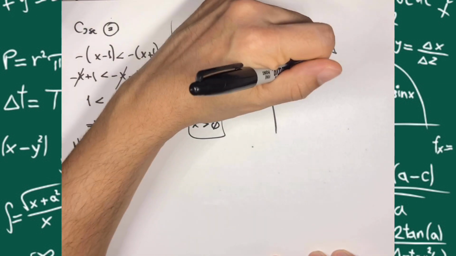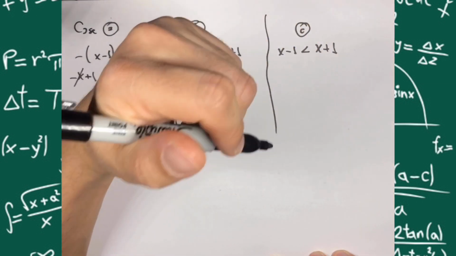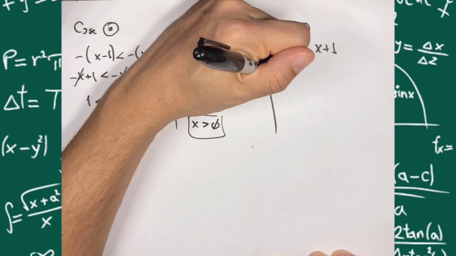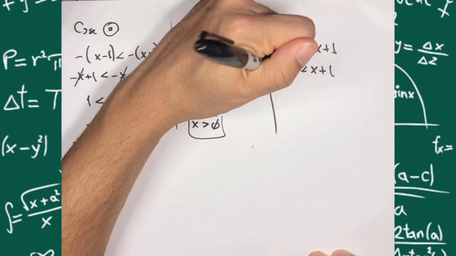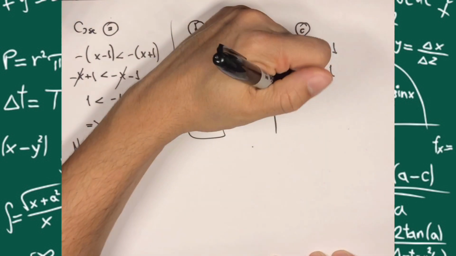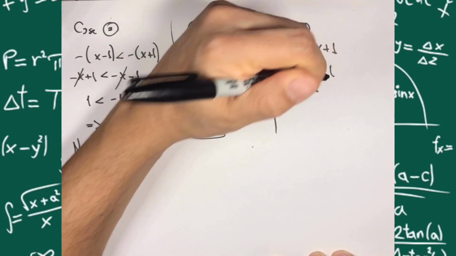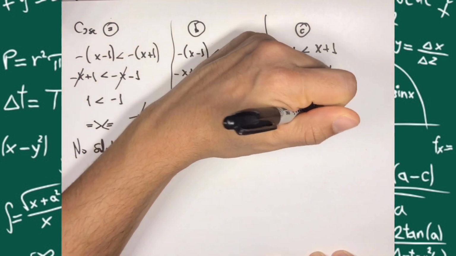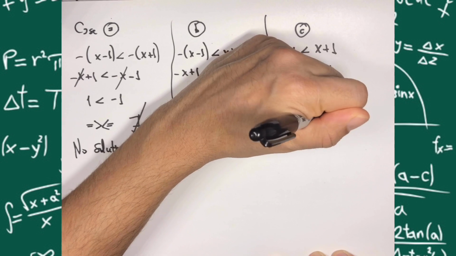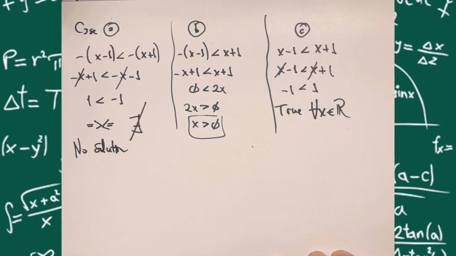So now let's do the third one, case C. We have x minus 1 less than x plus 1. As you can see, the x cancels out and we end up with minus 1 less than 1. This is a constant statement that happens for all the real numbers. So this is a solution that is infinite. This is a true statement. So we have solutions for each one of our 3 cases.